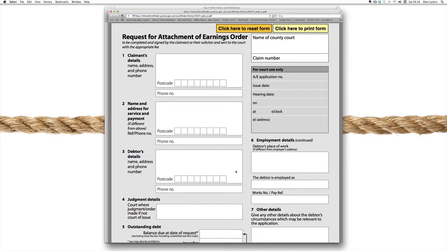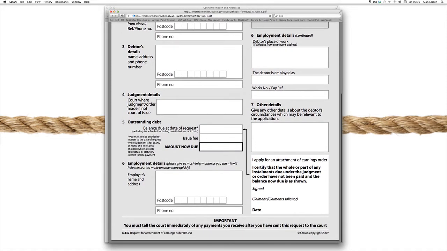The other scenario under which this form would not be appropriate would be if the person paying the maintenance was in the armed forces. A different procedure is required for that. So there's the form. This is where to find it.